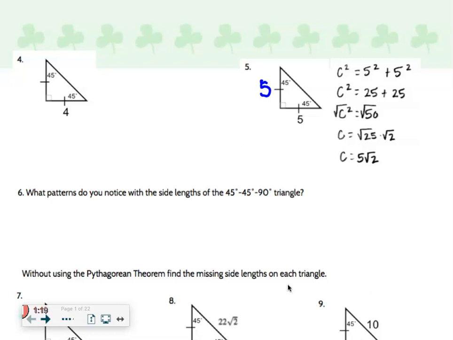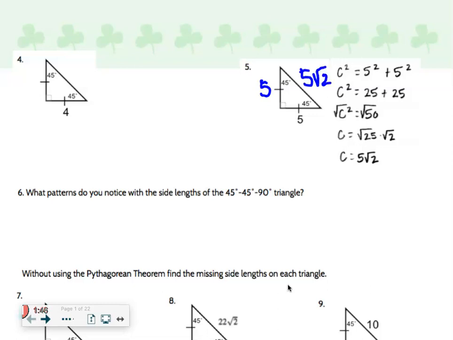Right, so I did 5 squared plus 5 squared equals c squared. We're going to simplify. 25 plus 25 is 50. Now we're thinking, what perfect square goes into 50? 25 twice, right? So what's the square root of 25? 5. So this would be 5 root 2.